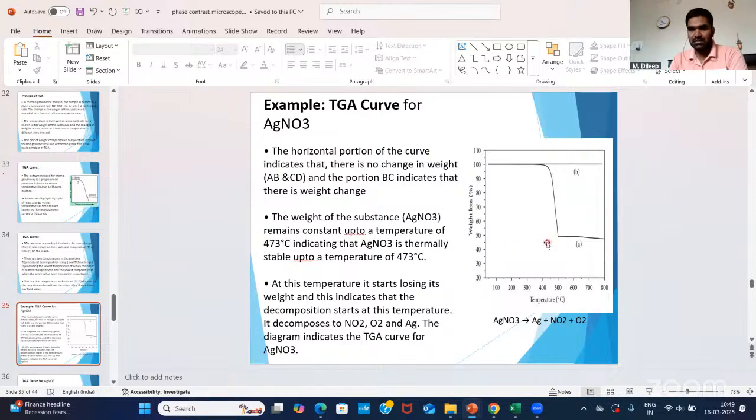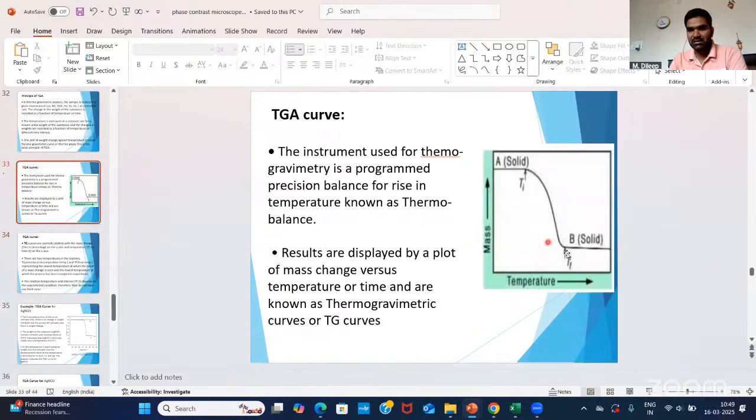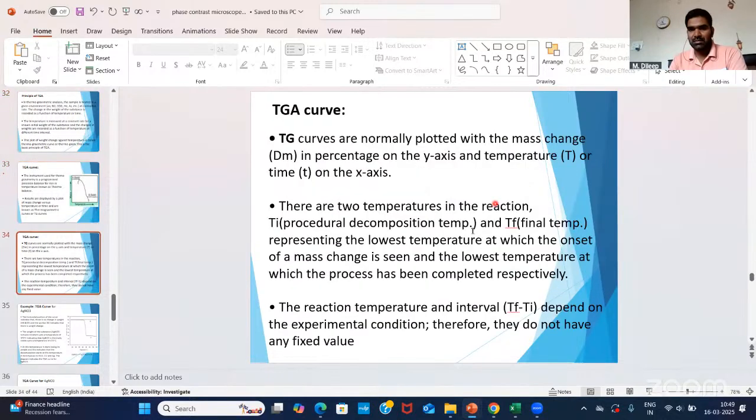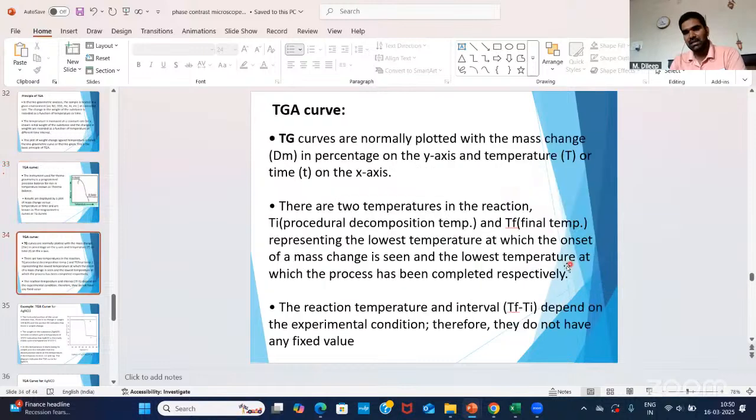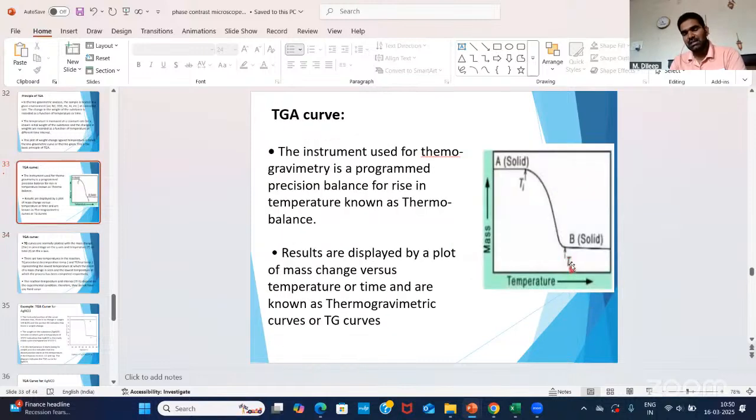Tf is the final temperature, and this is the procedural decomposition temperature. The mass will be decomposed at the temperature, and it is maintained at some point. The mass will be constant after Tf. At Ti, it is initiating to disintegrate, changing its mass up to some temperature, that is Tf, the final temperature. After that the mass won't change again.